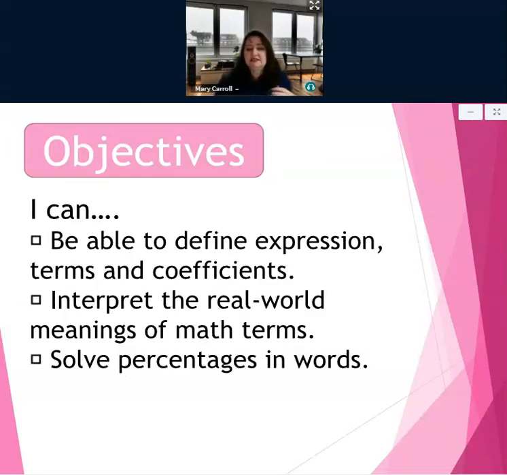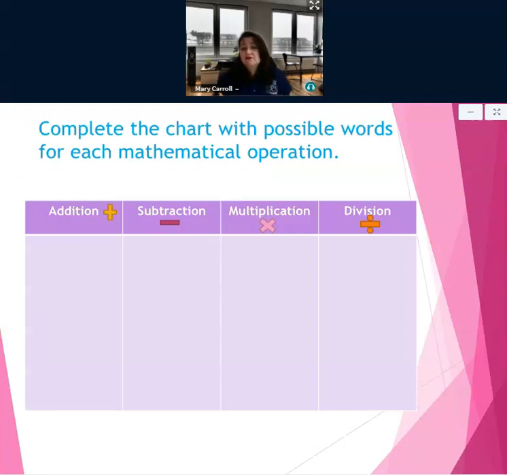Okay, so our objective is to be able to define expressions, terms, and coefficients, interpret real-world meanings of math terms, and solve percentages in words. The first thing I want you to do is complete the chart. I want you to think of as many words as you can for addition, subtraction, multiplication, and division. You may think of some that I don't necessarily have written down because there's a lot of them. But there's a couple of them that we use a lot of, so pause the video.